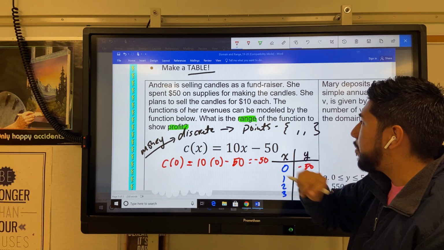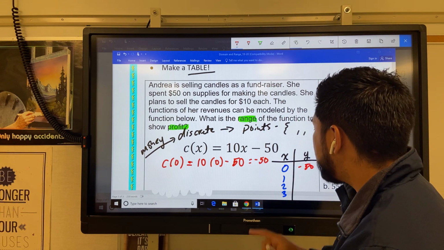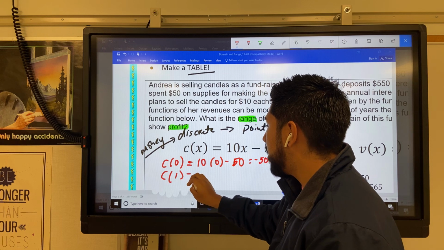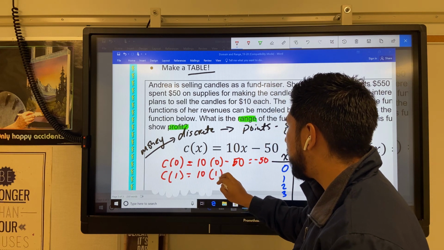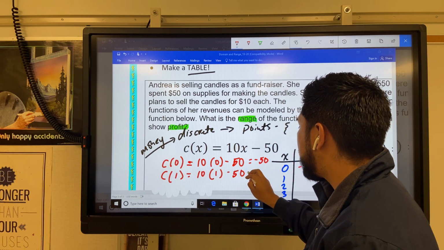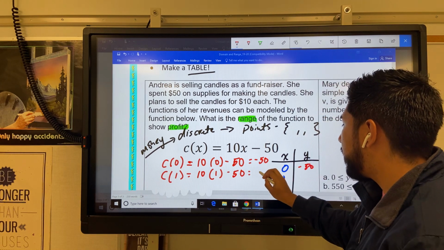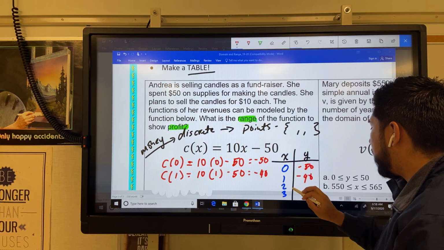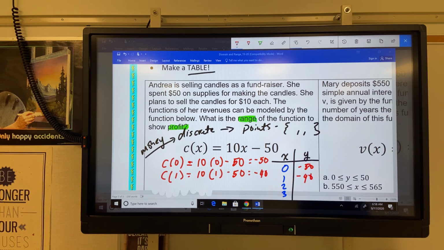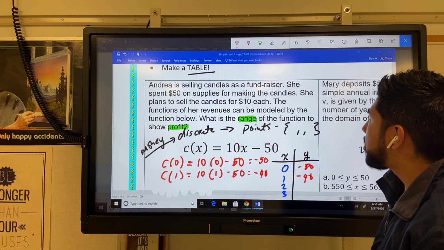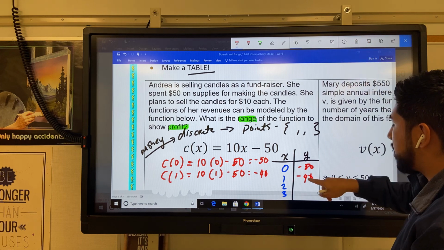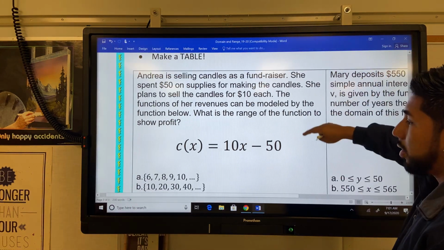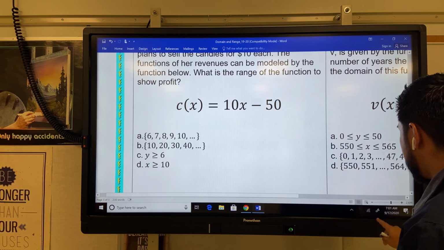And we want to see profit. And we keep going. C of 1 equals 10. Put in the 1 minus 50. That's going to give me negative 40. And you keep going up until you get the answer. So let's look at the answer choices just so we have an idea. Of course, this is not profit. This is negative stuff.